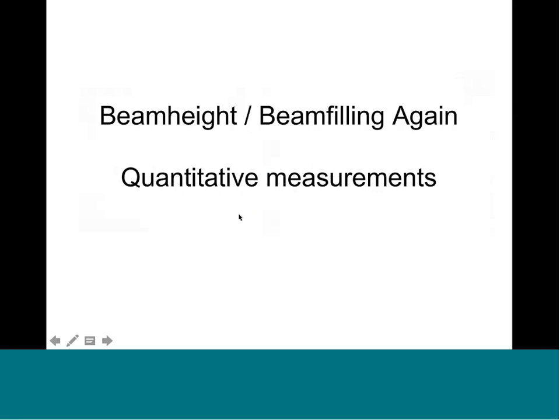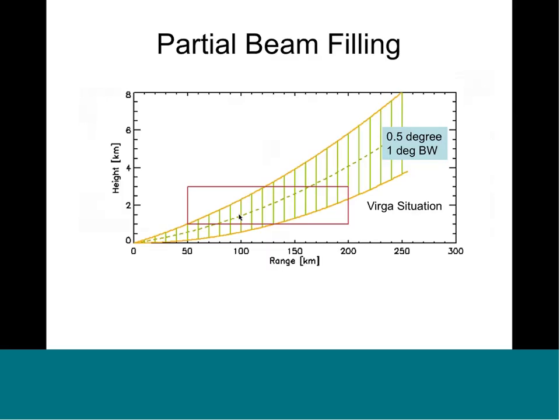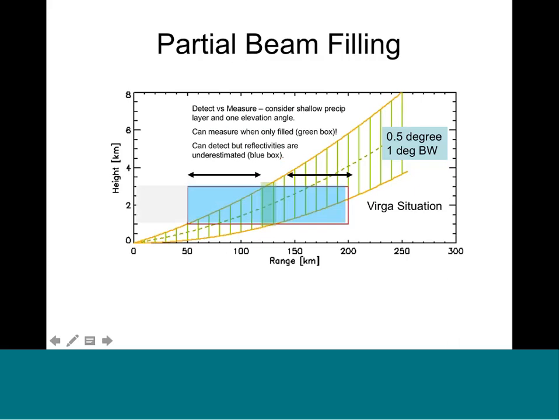Okay, let's go back to beam height and beam filling again and talk about quantitative measurements. So supposing we have a virga situation, and this box represents virga. Virga meaning it's raining up aloft, but it evaporates on the way down. So we don't have any echo below this box, but we have echo above it, in this box. So the interesting thing is in this area where the beam is not completely filled, we start getting poor estimates. We can only detect it well. So the only place where we can measure it well is actually in this shaded box.